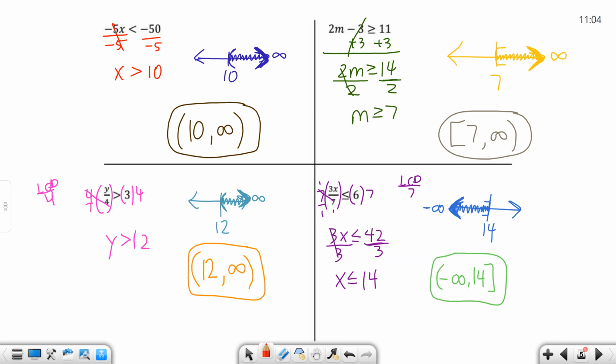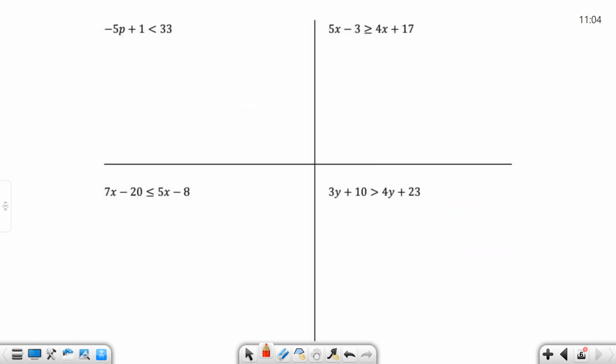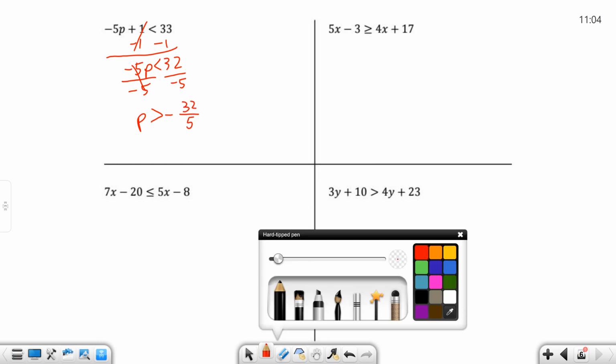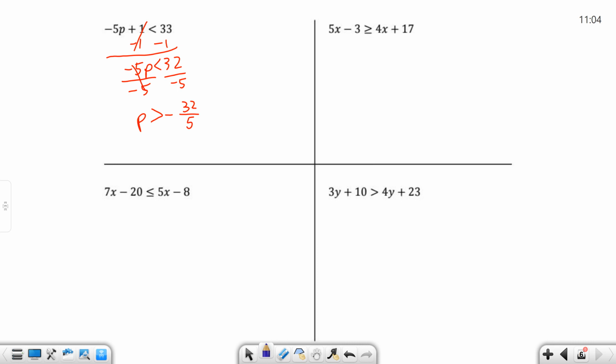All right, so let's see what we have next. Negative 5p plus 1 is less than 33, so I'm going to solve. I'm going to subtract 1 from both sides here. Negative 5p is less than 32. Divide both sides by negative 5. So then p is greater than negative 32 fifths. So that's the inequality. Then we're going to come through and do the number line.